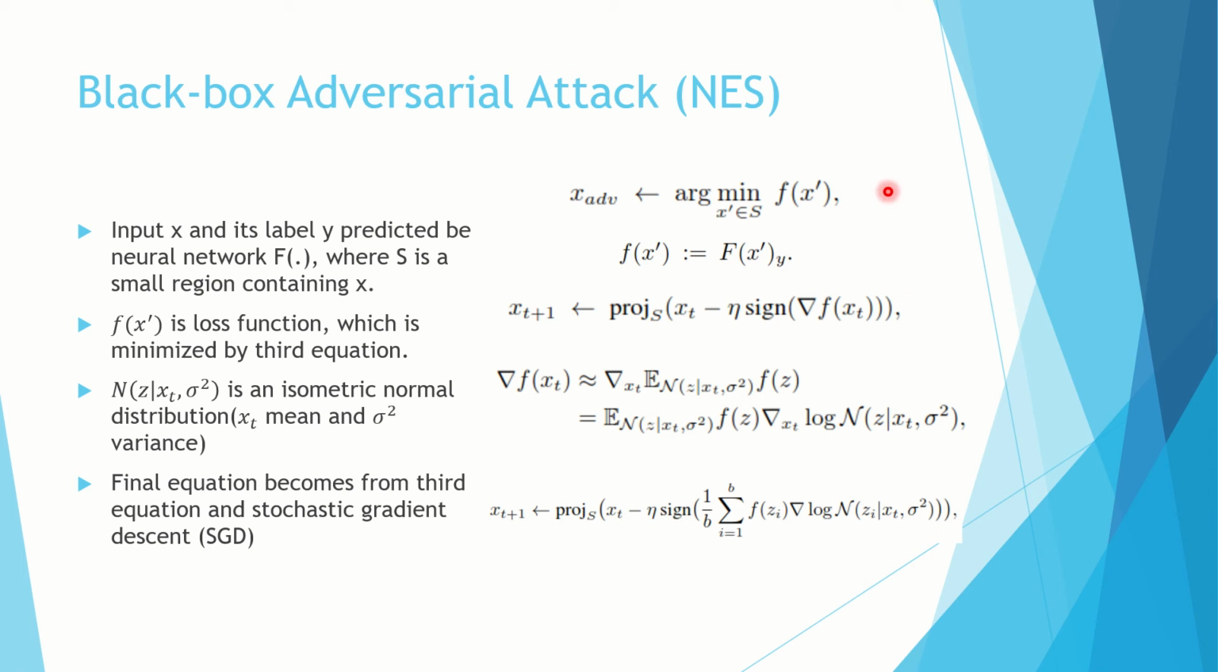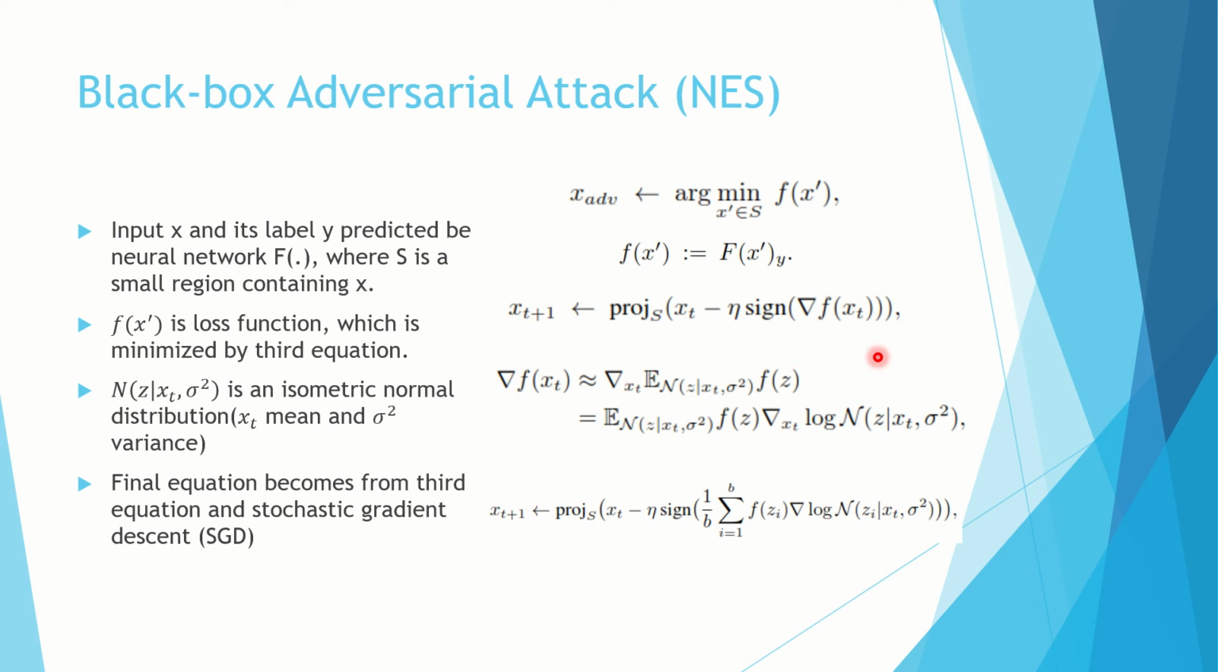In this slide, you can see the fundamentals of the black box adversarial attack. Input is X and the network can predict the label of X as Y. The neural network here is a big F and small f is a loss function. And we can project X based on the gradient of the loss function, and based on the definition of the gradient for a black box, we can rewrite the third equation the same as this one.